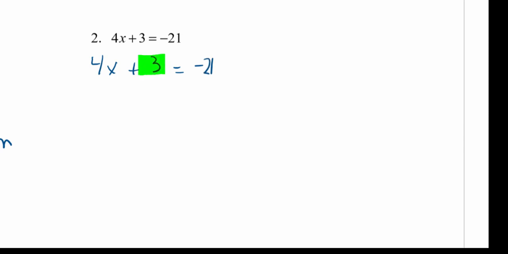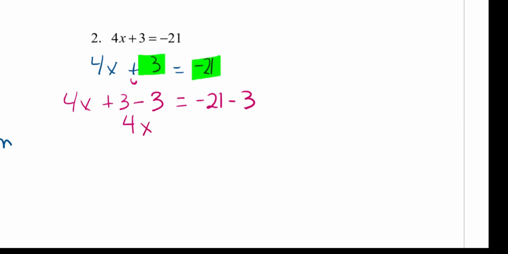This 3 has to come over with the negative 21. And since we have an addition here, we'll be subtracting 3 from both sides. So I'll write this horizontally this time. Subtract 3 here, and then negative 21 subtract 3 there. So on the left-hand side, we have 4x because 3 minus 3 is 0. And on the right-hand side, we have a negative 24.